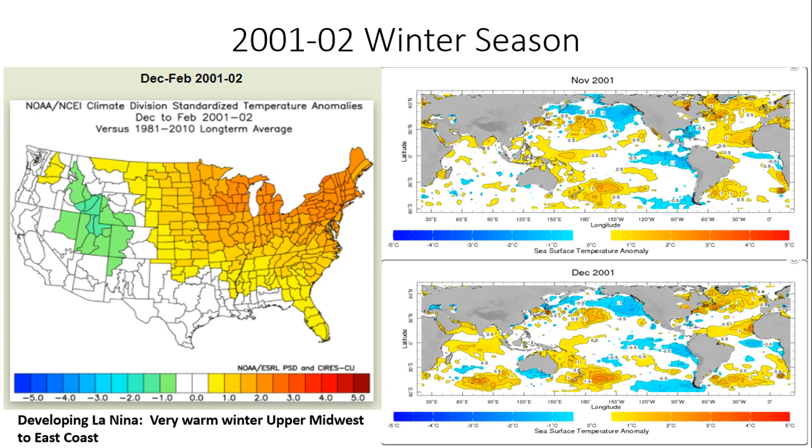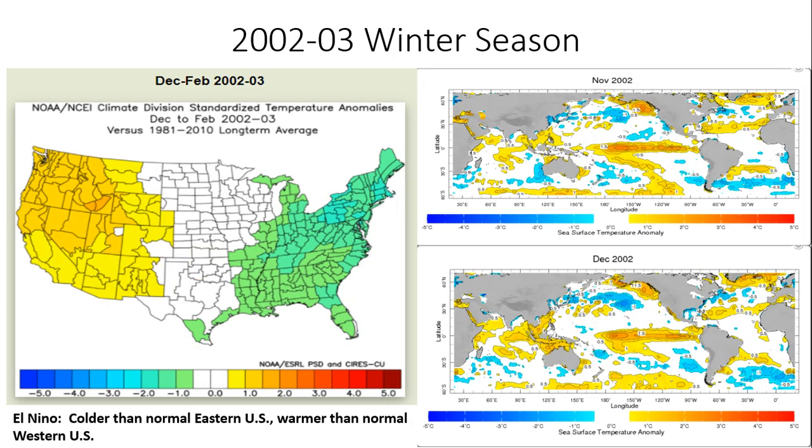The 2001-02 winter season showing generally that we have cooler than normal water in the Gulf of Alaska on the right. Then this appears to be more of a warmer than normal across the central North Pacific. And so by December 2001, those water temperatures were fairly cool off the U.S. West Coast and the Gulf of Alaska. And we generally had above normal conditions. We had developing La Nina. It wasn't quite there yet. But we had a very warm winter in the upper Midwest to the East Coast in the 01-02 winter season. The 02-03 winter season, things kind of switched around here.